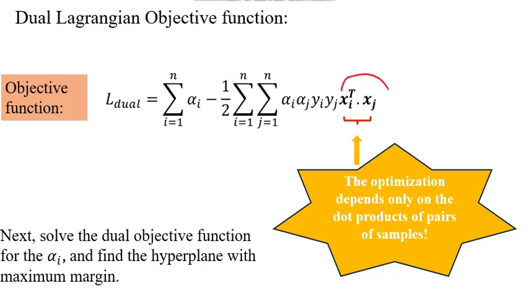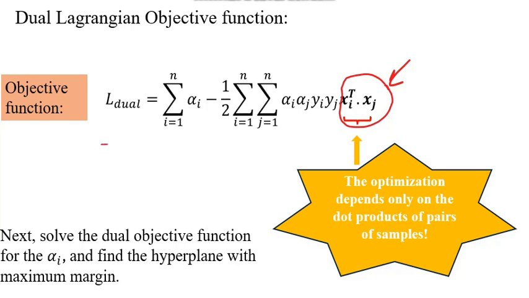The interesting part here is that we don't have any w's in this formulation of the dual objective function, the dual Lagrangian, and in fact the optimization depends on the dot products of pairs of samples. So this is a very simple outcome of our discussions, that the dot product of pairs of samples plays an important role in the SVM classifier.